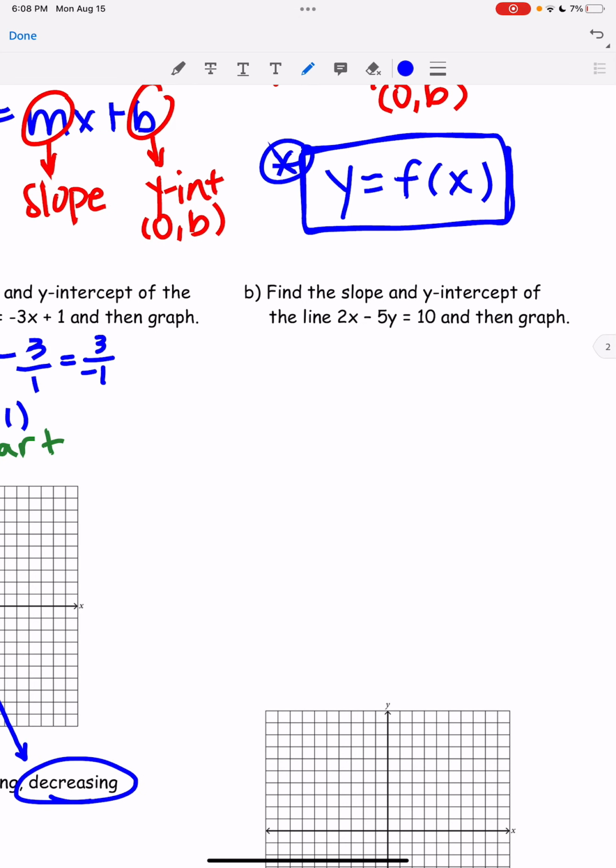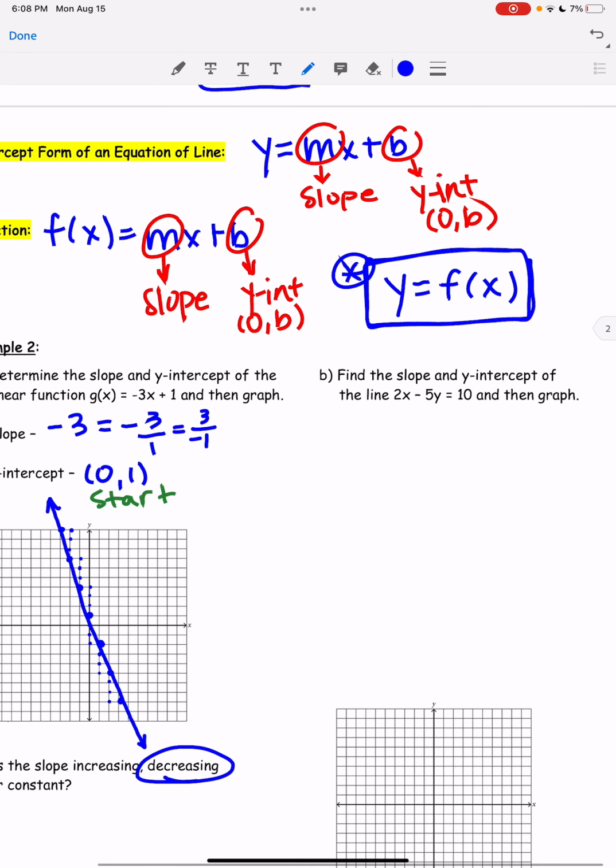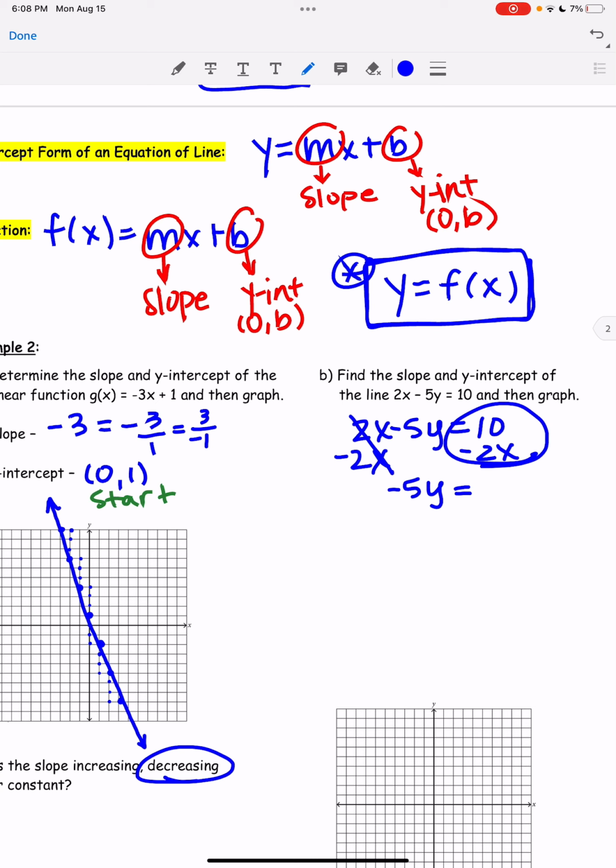Example 2: find the slope and the y-intercept of the line 2x minus 5y equals 10. This one, unlike my first one, is not in the form where y or f of x is solved for. So I need to take this equation, 2x minus 5y equals 10, and solve this for y. So I'm going to move my 2x over, and the opposite of a positive 2x is a negative 2x, so that cancels. I'm left with -5y equals, we cannot combine these.